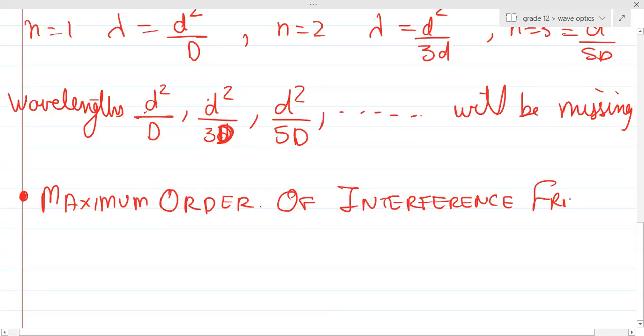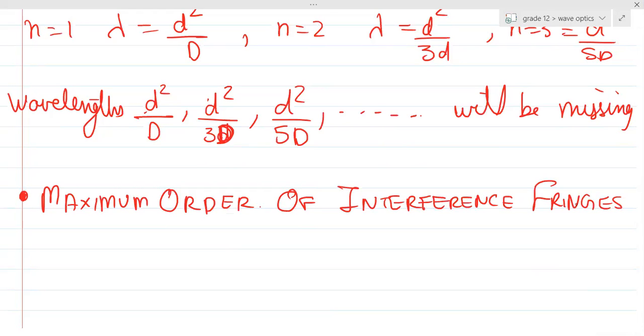Now, guys, tell me, the pattern which forms on the screen, will it extend till infinity or will it extend to a finite number? It does not form till infinity. It forms till a finite number, and that number is basically equal to what?